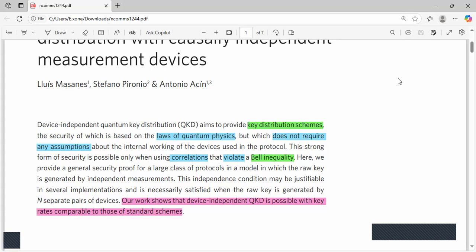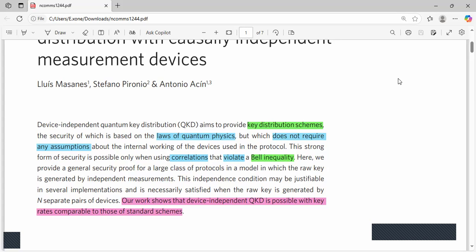Bell inequality. So we know that there are certain quantum correlations that violate the inequality called Bell inequality, and this inequality was given by John Bell, and this inequality settled the debate between whether quantum mechanics is non-local or local. So quantum correlations are non-local correlations that cannot be described or explained by classical mechanics.